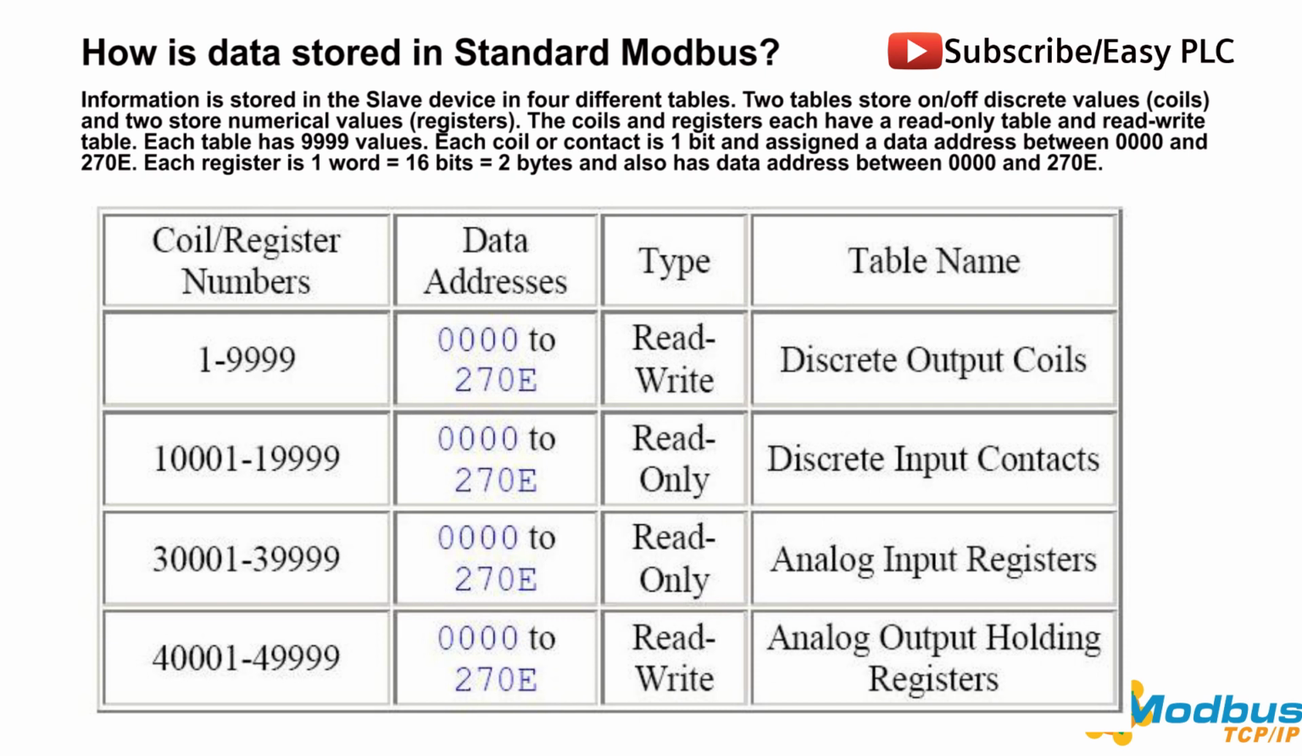How is data stored in standard Modbus? Information is stored in the slave device in 4 different tables. 2 tables store on-off discrete values, coils, and 2 store numerical values, registers. The coils and registers each have a read-only table and a read-write table. Each table has 9,999 values. Each coil or contact is 1 bit and assigned a data address between 0000 and 270.